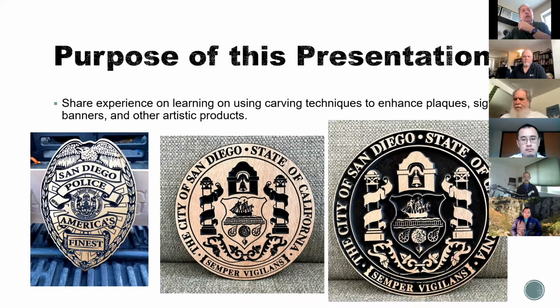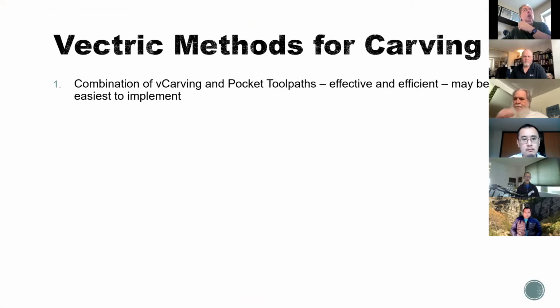So for the methods for carving, I just put down some thoughts about how you do it. The first method for carving, which gives you that first set of pictures, is a combination of V-carving and pocket tool paths.